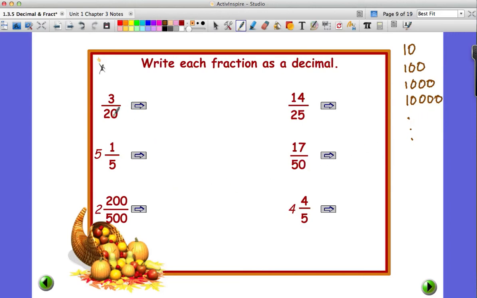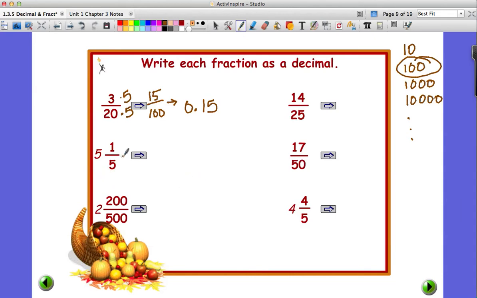So in this case, 3/20ths. Well, 20 can multiply to 100. So I take 20 and I multiply it by 5, but what I do to the bottom I have to do to the top. So that's going to give me 15 100ths, which as a decimal would be 0 and 15 hundredths.